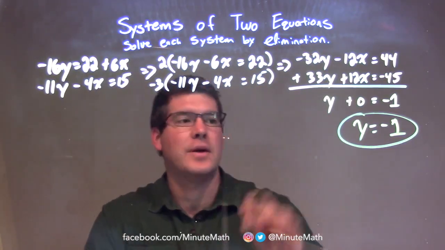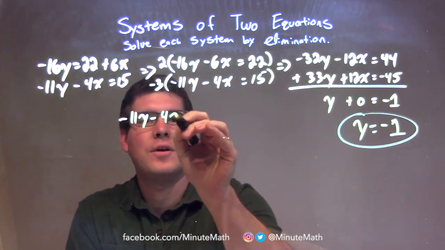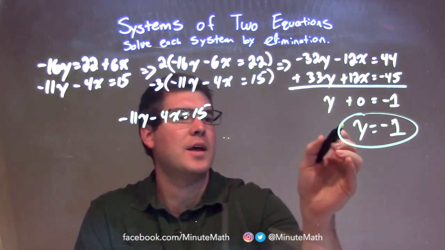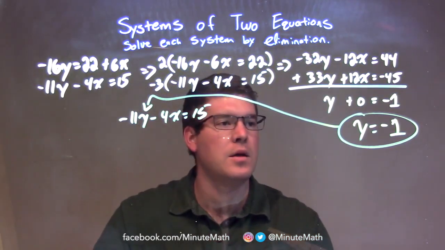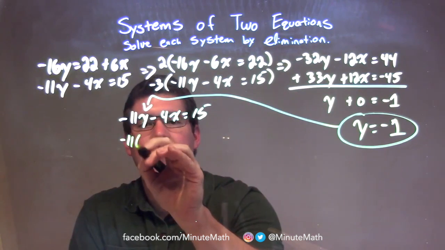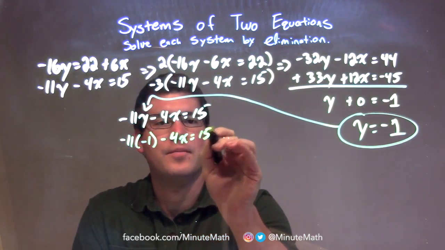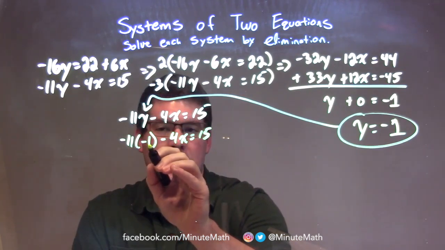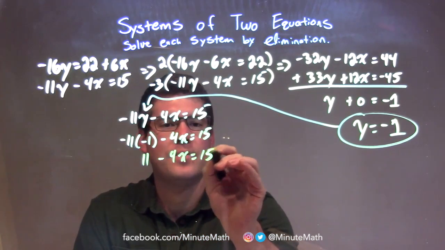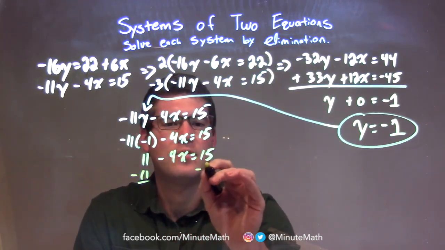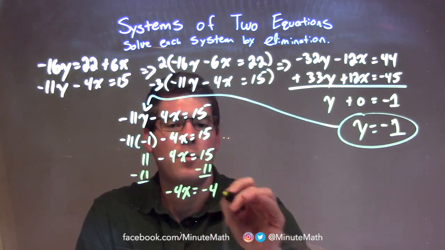So let's pick the second equation: negative 11y minus 4x equals 15. And again, it doesn't matter which equation we choose. I just chose the second one. Negative 1 goes in for y, so we have negative 11 times a negative 1 minus 4x equals 15. Negative 11 times a negative 1 is a positive 11, so we have positive 11 minus 4x equals 15. I'm going to subtract 11 on both sides, giving me negative 4x equals 4.